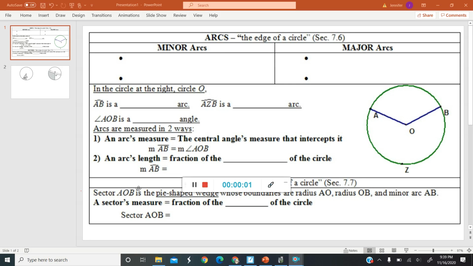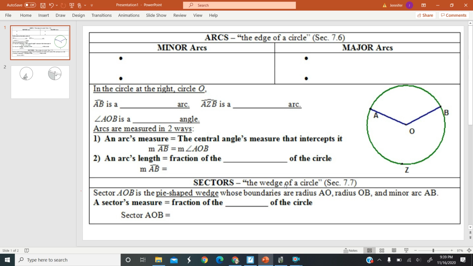Hey guys, today we are going to talk about two new measures that you can find in a circle: arc length and sector area. So we're going to start with arc length. The arc length is basically just going to be a fraction of the circumference of a circle. So we're going to talk about what that means.